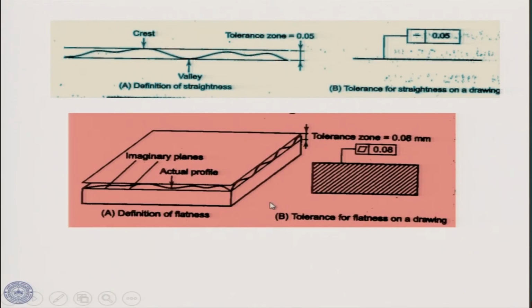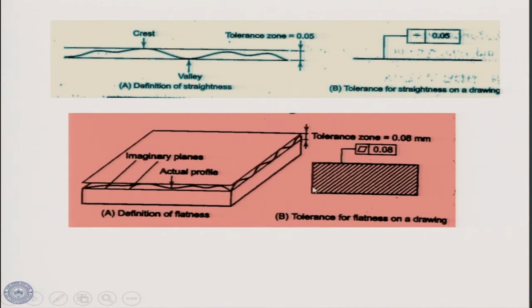Now, flatness, okay, here we have the imaginary planes, okay. This is the actual profile, but if we put an absolutely flat profile with the lower line, with the peaks and the valleys, all these peaks and the valleys, these constitute these two lines. The difference between these two lines or these two imaginary planes is the tolerance zone. So, this is how the flatness on a drawing can be shown.